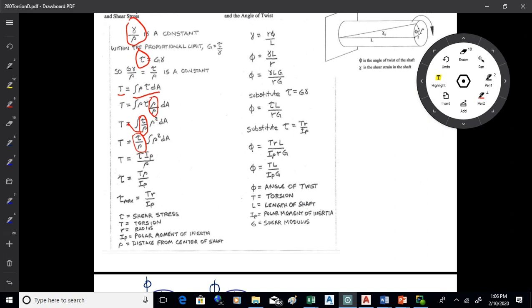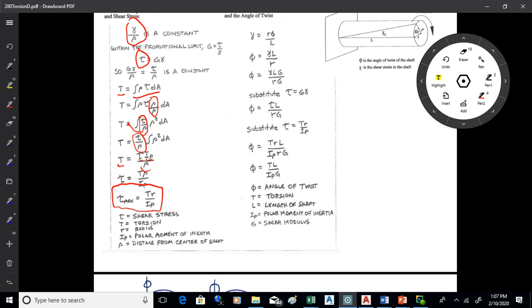Well, rho squared dA is the moment of inertia. It's a polar moment of inertia. So that expression then becomes the torsion is the shear stress times the moment of inertia divided by the rho there. If we solve that for tau and maximize rho into r, we get this equation right here, which is our maximum shear equation. So that's the maximum shear stress in a shaft. It's the torsion times the radius divided by I. So that's one of the equations that we use.